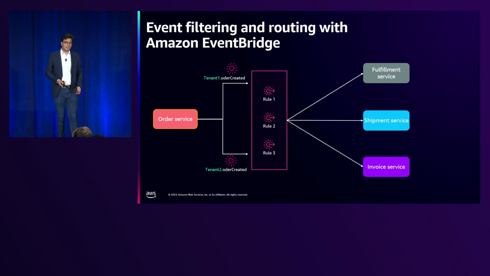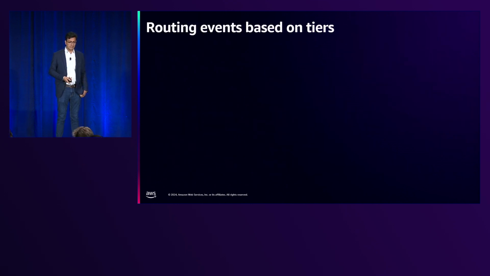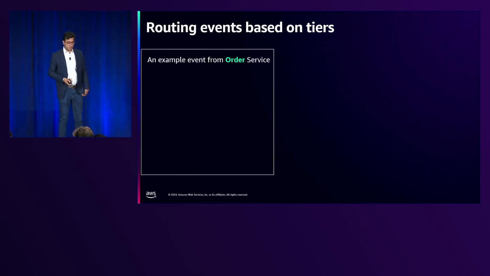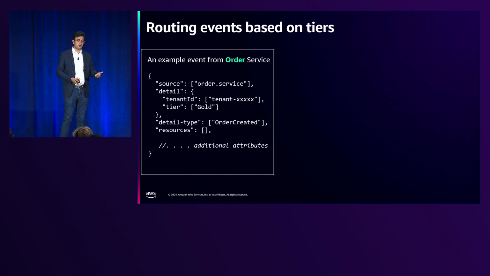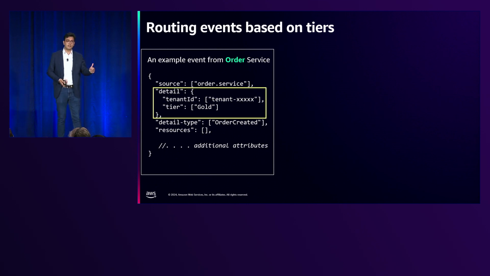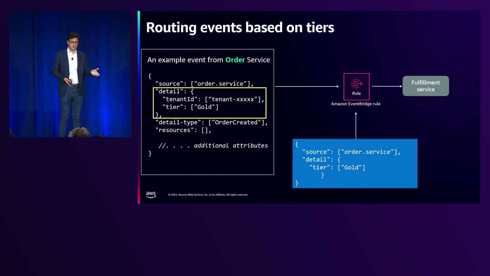But oftentimes customers ask, should I have different rules or a separate rule for tenants, or should I use the same rule for all the tenants? It depends. Let's talk about this example. You have that event example from the order service. Here is the event, and that message belongs to the gold tier, and the tenant ID is some unique ID. Then the EventBridge rule can be configured to match the events based upon the tiers.